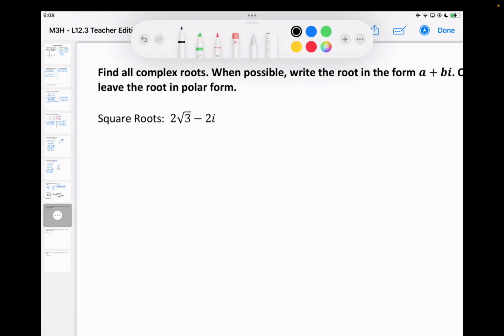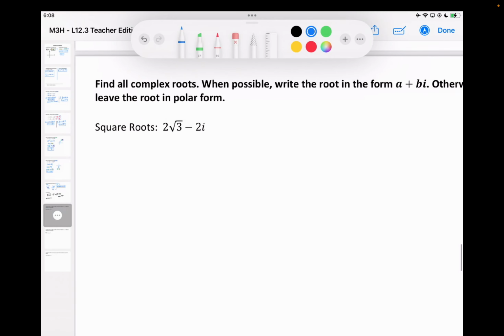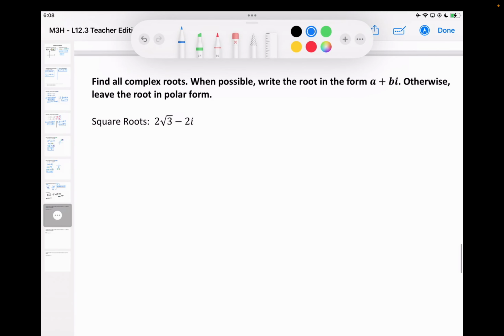So we're going to have to do that conversion like I just talked about on the previous problem. So here's our value. A couple things to note with the instructions though. We're going to find all the complex roots. In this problem, we're going to have 2 answers because we've got a square root, or square roots we're looking for. But then it says, when possible, write the root in the form a plus bi. So write it in standard form. Otherwise, we're going to leave it in polar form.